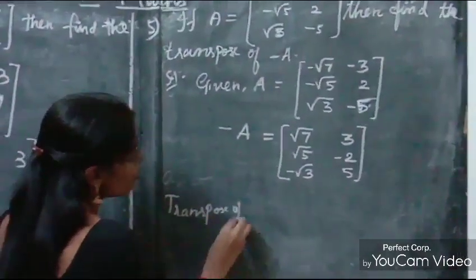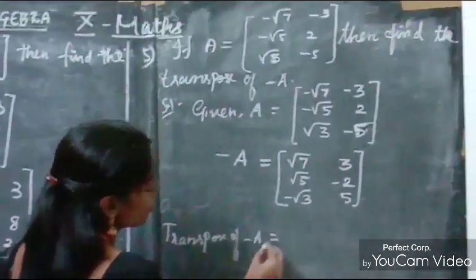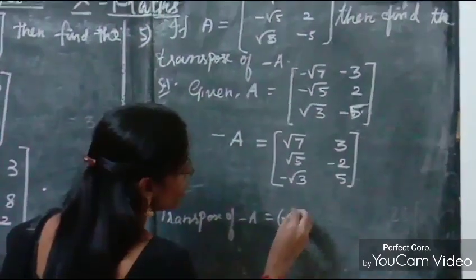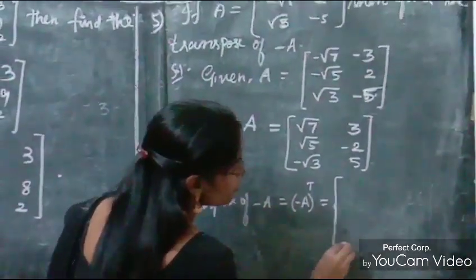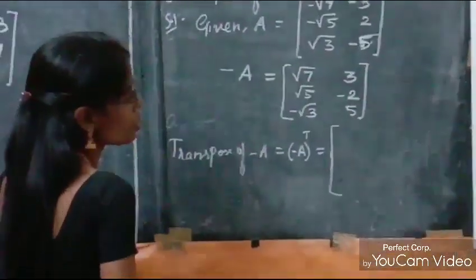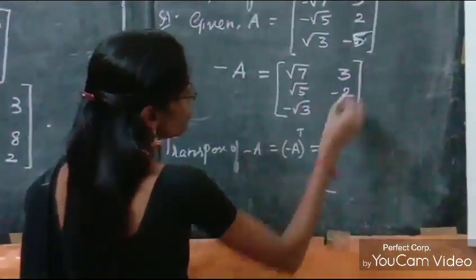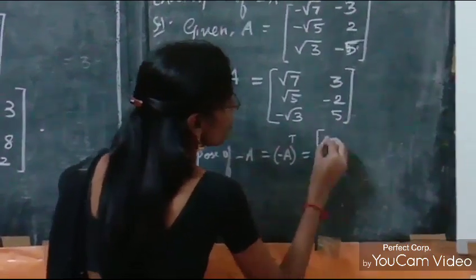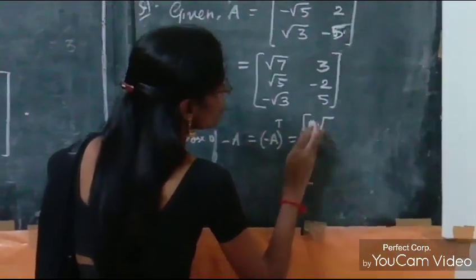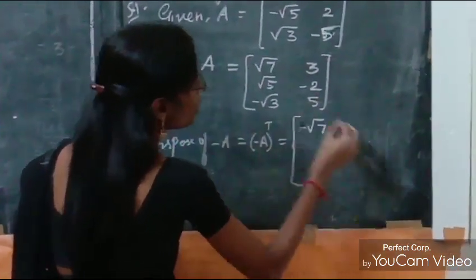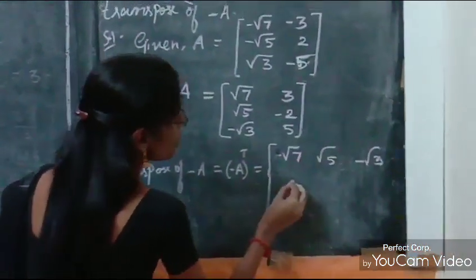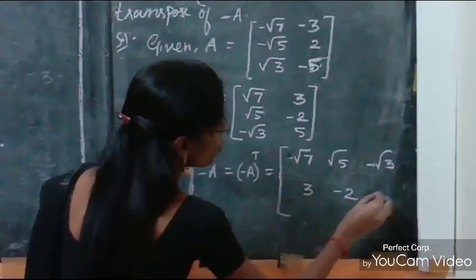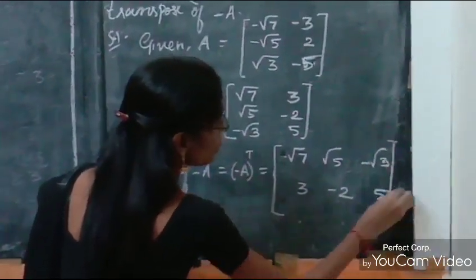Then transpose of minus A means minus A transpose. Interchange the rows and columns of minus A. Root 7, root 5, minus root 3, 3, minus 2, 5. This is the answer.